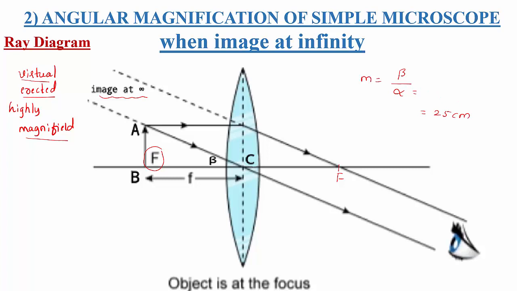So what is alpha? This is the angle subtended by the object at the unaided eye. That means without using any instrument, directly we can observe the object very clearly when it is exactly at least distance, that is 25 centimeter. So that's why whenever you are going to find the value of alpha, remember the object should be at the least distance of distinct vision.